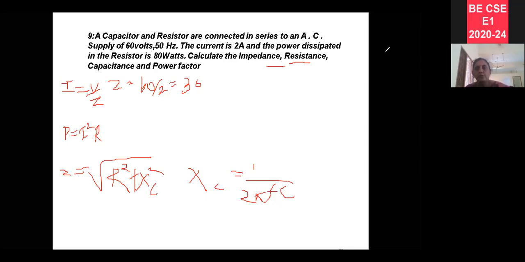Resistor power is 80. 80 divided by 4 it will be 20. Resistance value is 20. Now find out the XC value.